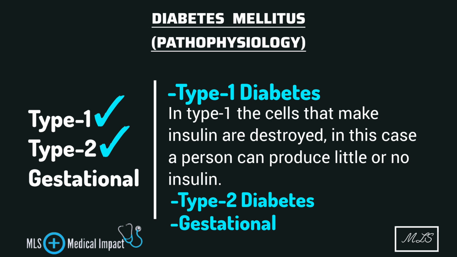The third one is gestational diabetes. What happens with gestational diabetes is that during pregnancy, the placenta produces hormones that cause insulin resistance, making it difficult for the body to use insulin effectively. And the pancreas cannot produce enough insulin to overcome this resistance. So this will also lead to high blood sugar levels.